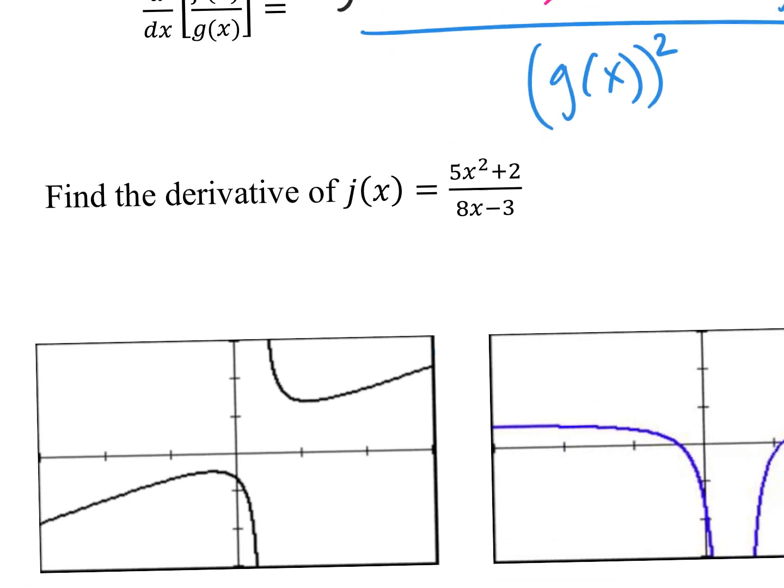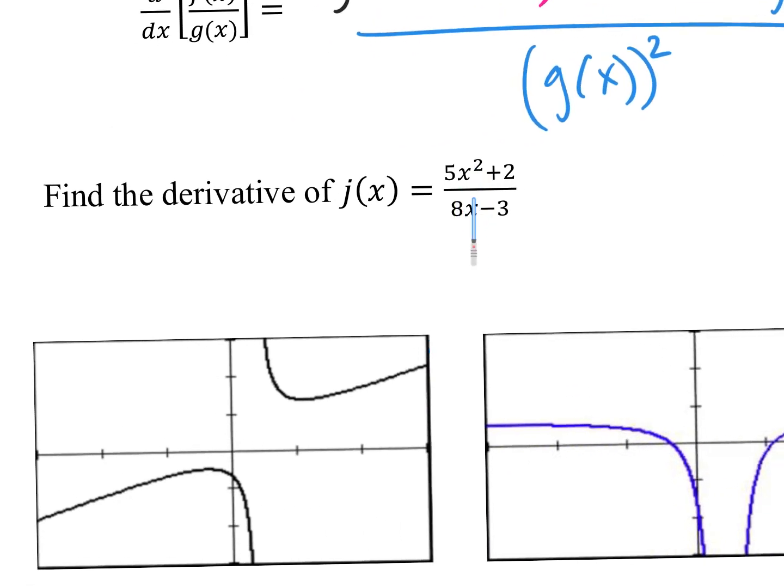Okay. So let's practice it. What would we do to find the derivative of this? I wish we could just take the derivative of the top and the derivative of the bottom. We can't. We got to use this quotient rule. Let's talk about lo d high. What's my lower function? 8x minus 3. D high, the derivative of my higher, 10x. That's right. There is lo d high, or fig, if you will.